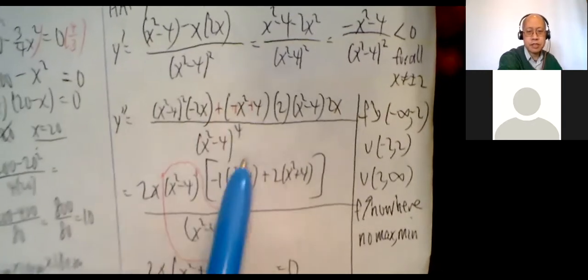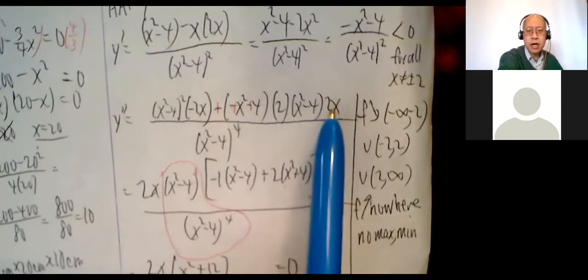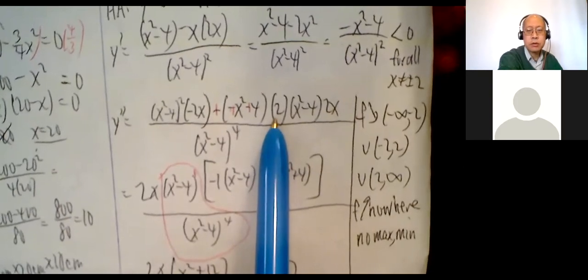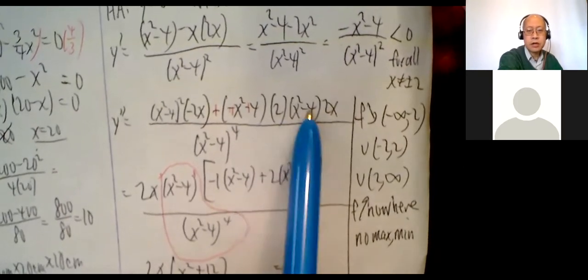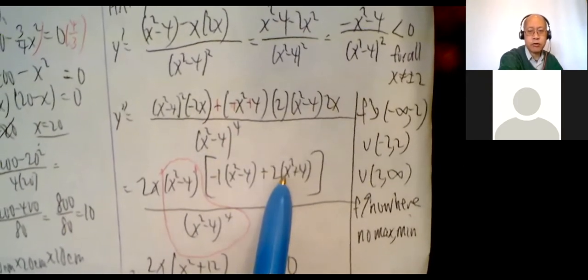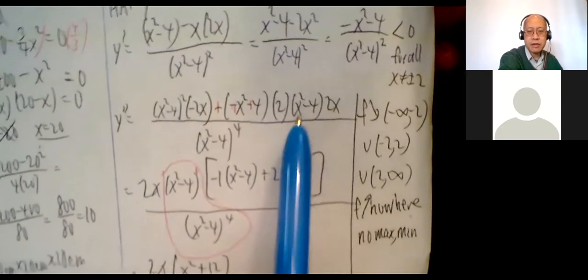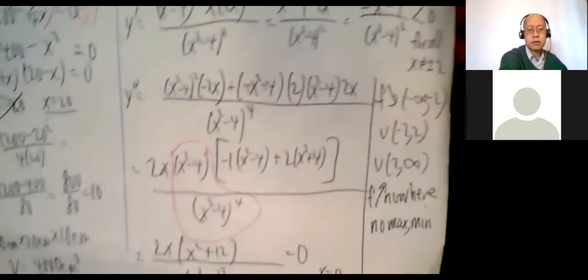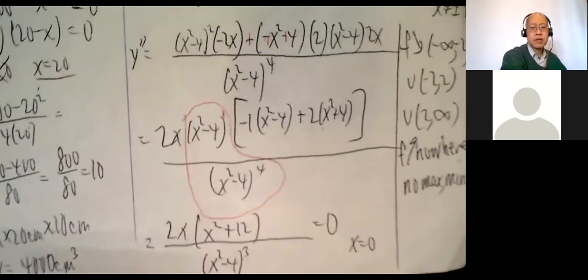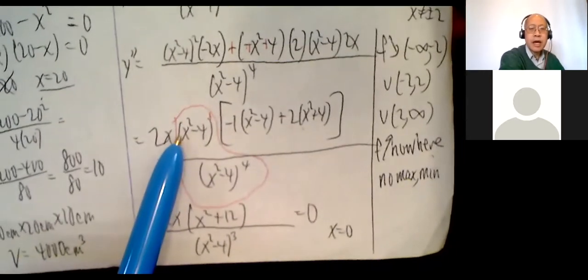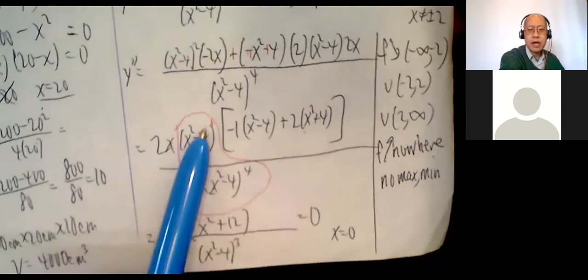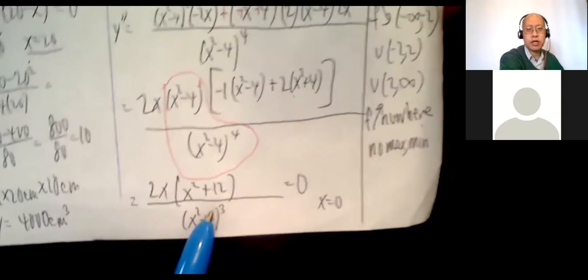Plus, again, these are all pluses now. I took a 2x out. I still have that 2. I took that out, and I still have an x squared plus 4. So again, that came out, so I still have a 2 times x squared plus 4. Now, x squared minus 4 to the first power, x squared minus 4 to the fourth power. I can cancel one of these with one of these. So my new denominator is going to be x squared minus 4 cubed.